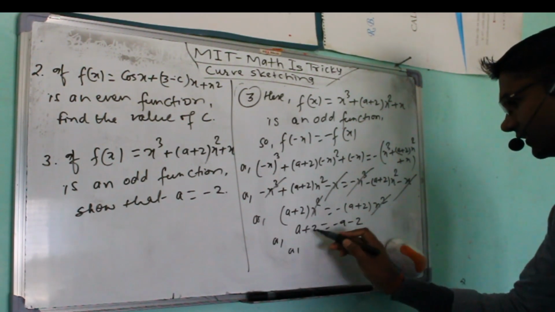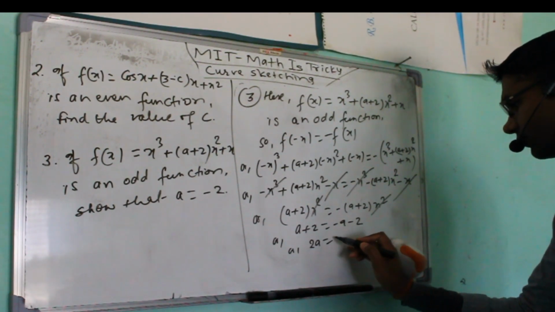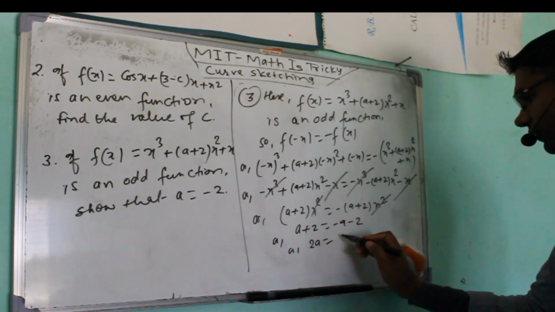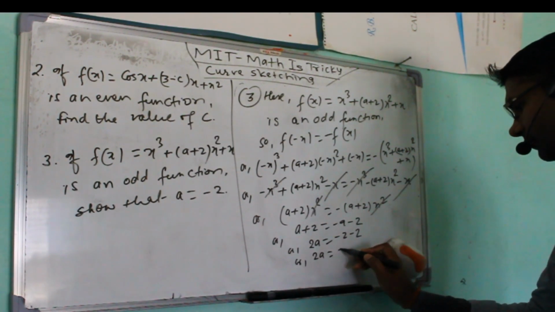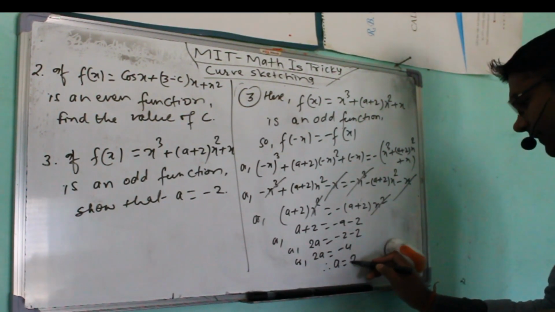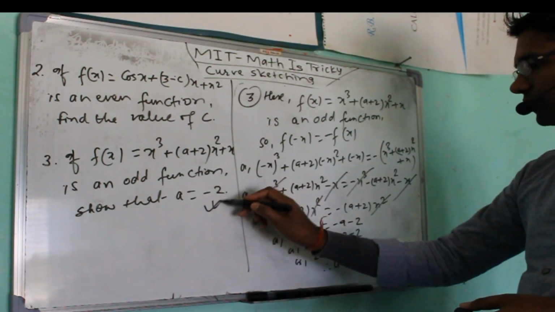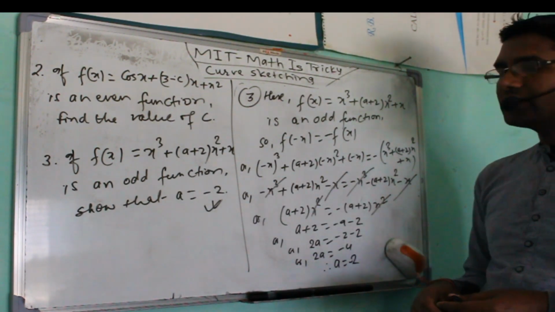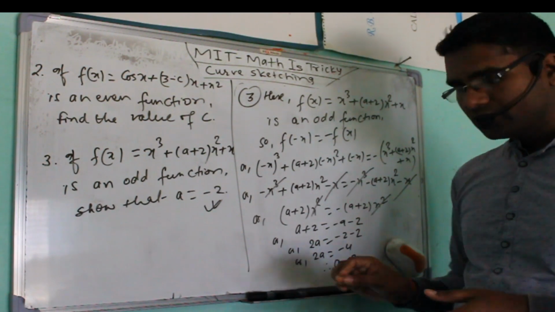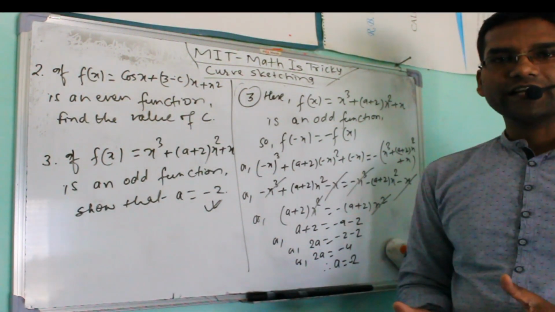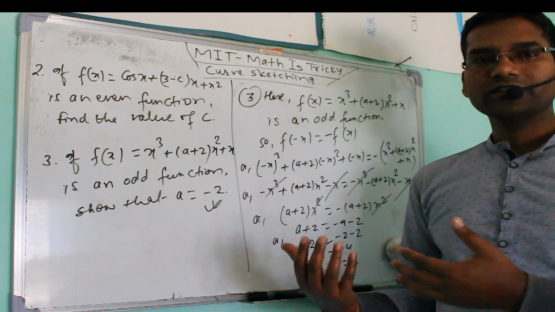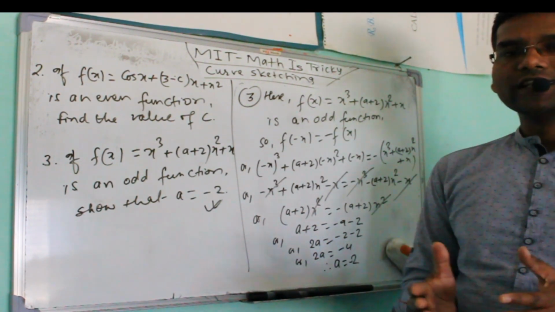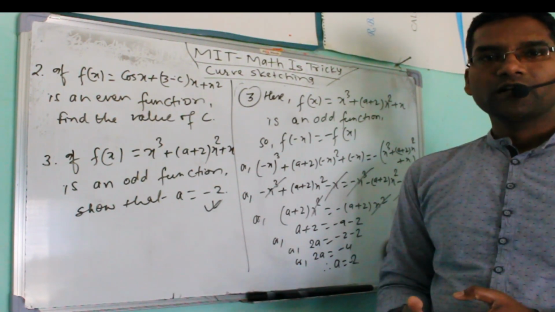It gives a + a, 2a, equals −2 − 2, so 2a equals −4, therefore a equals −2. This is what we have to prove, a equals −2. This is our answer. My dear students, hope you understood this, and if you have any confusion about mathematics, not only about this, whatever I am sharing, you can ask me, you can share with me, so that I can help you.